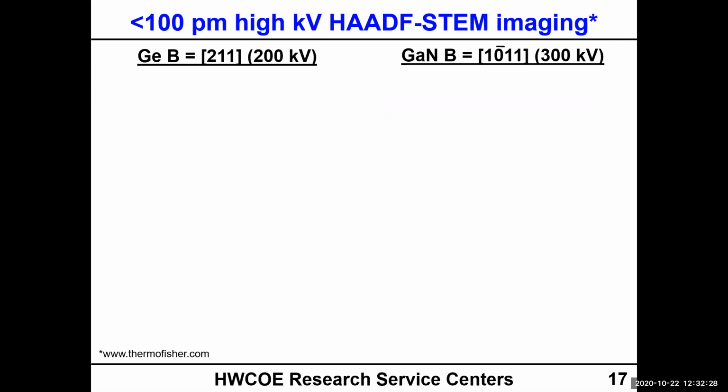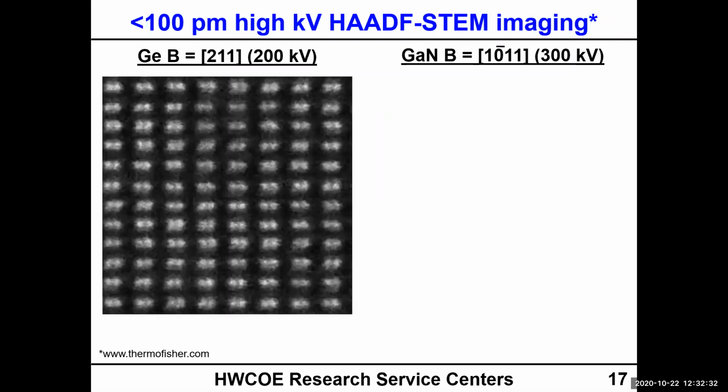If we talk about pushing the resolution at 200 kilovolts, this is germanium viewed along the 211 zone axis at 200 kilovolts. This is 87 picometers separation. We can see the separation between those pairs of germanium atoms, which we call the dumbbells. The projection of the structure looks like that. So we're resolving sub-angstrom features here.